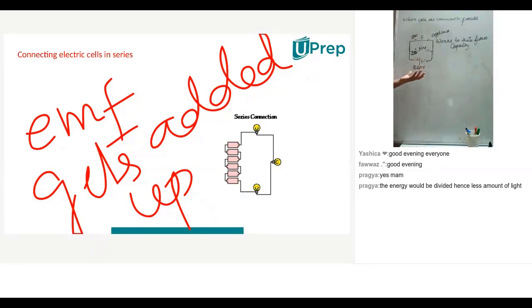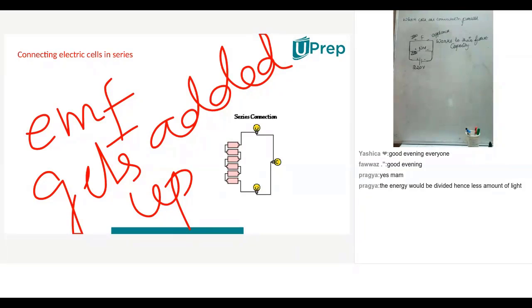Ma'am, but why? Why do they glow to their fullest capacity or work to their fullest capacity? Ma'am, can I answer Pragya's question? Yes. That is because they are connected individually. The two bulbs, or the washing machine and the fridge, aren't connected to each other. They don't have any connection with each other. They only have a connection with the cell.